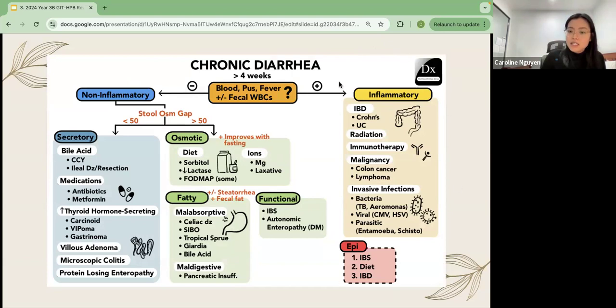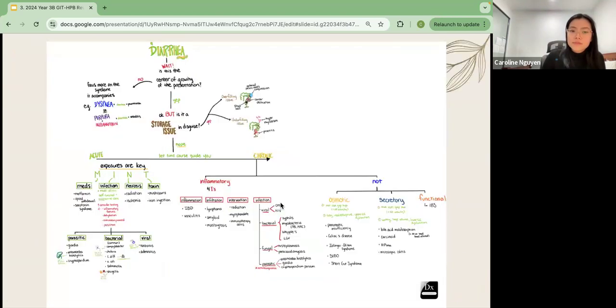Inflammatory is like IBD and cancer. And then non-inflammatory are things like lactase intolerance and celiac disease and antibiotics and other things like that. An approach to diarrhea: is it a storage issue? Is it acute or chronic? Acute, has it been caused by medications, serotonin syndromes, or even party drugs, music festival drugs, infections, necrosis, and toxins? Then we've got inflammatory issues, IBD, and then non-inflammatory issues like we talked about, like celiac disease.